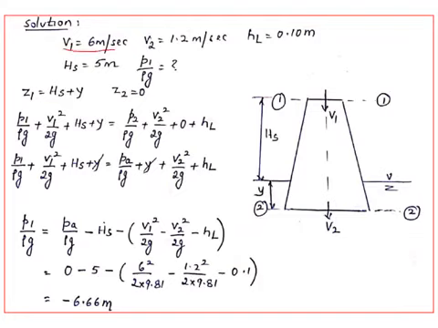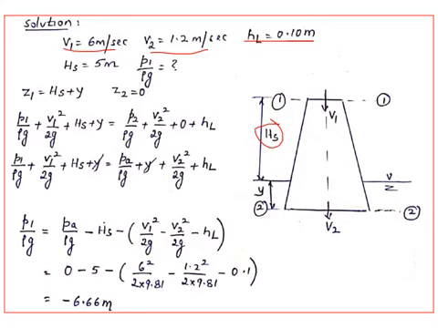Now it is given that velocity is 6 meter per second. So V2 is 1.2 meter per second, loss is 0.1 meters, whereas this is given, which is 5 meters. Now taking datum as section 2, Z1 will become Hs plus y, Z2 will become 0. So apply Bernoulli's equation between section 1 and section 2.